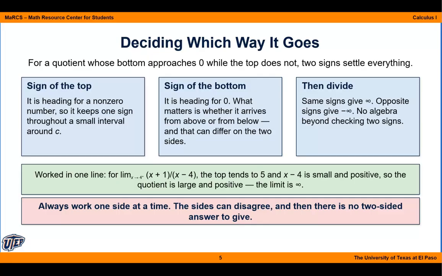In the example at the bottom, the numerator approaches positive 5 and the denominator is a small positive number from the right. Therefore, the right-hand limit is positive infinity. Always analyze one side at a time. If the two sides have different behavior, there is no single two-sided answer.